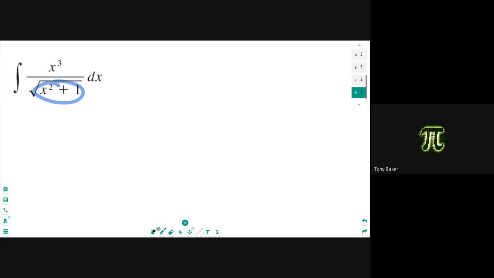But wait, you replace x squared plus one with u. When you do the derivative of that, you get 2x. So how did you get rid of the x to the third on the top? Right, so you're going to have x squared. How do you get rid of the x squared? That way doesn't work.